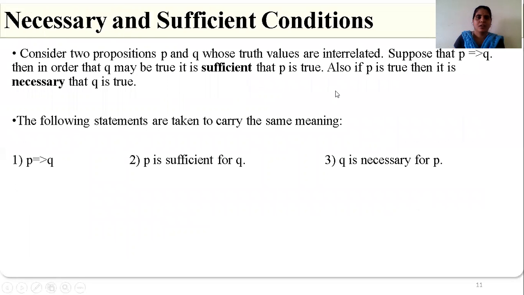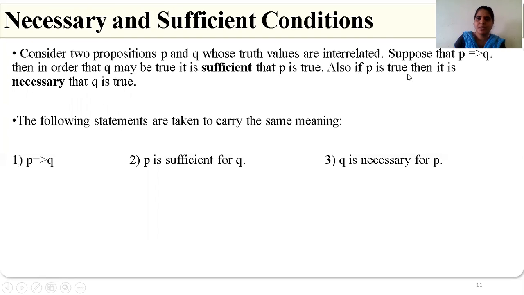Then we have necessary and sufficient conditions here. Consider two propositions P and Q whose truth values are interrelated. If P is true, then Q is true. If P implies Q, then in order that Q may be true, it is sufficient that P is true. Q may be true or false, but for any logical implication, it is sufficient that P is true; then we can say Q is true.